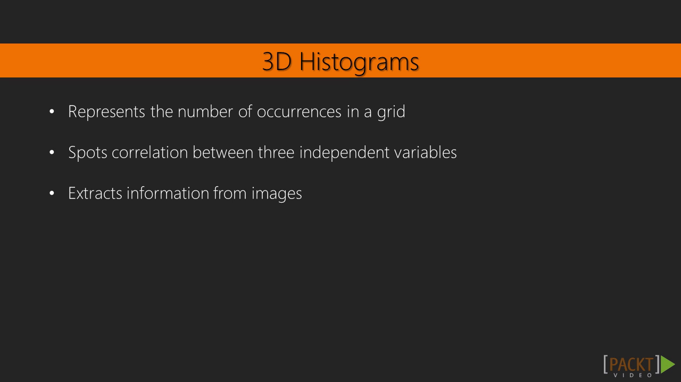Let's now recall a few things. So, a histogram represents the number of occurrences of some value in a particular column, usually called a bin. A 3D histogram then represents the number of occurrences in a grid. The grid is rectangular over two variables represented by the data in the two columns.